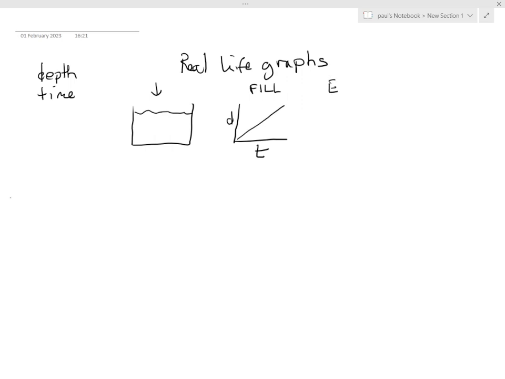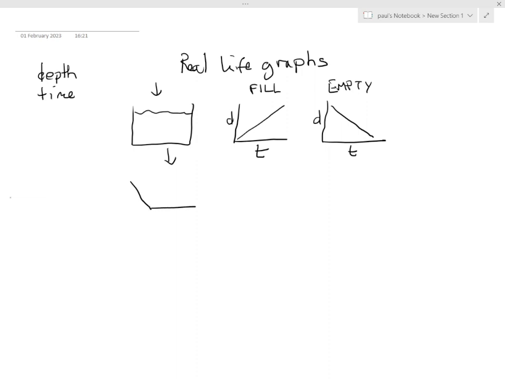Now if you're going to empty it, you would start with the depth being its maximum, and then it would slowly go down, but also at a constant rate. So it would be a graph that looks like this.